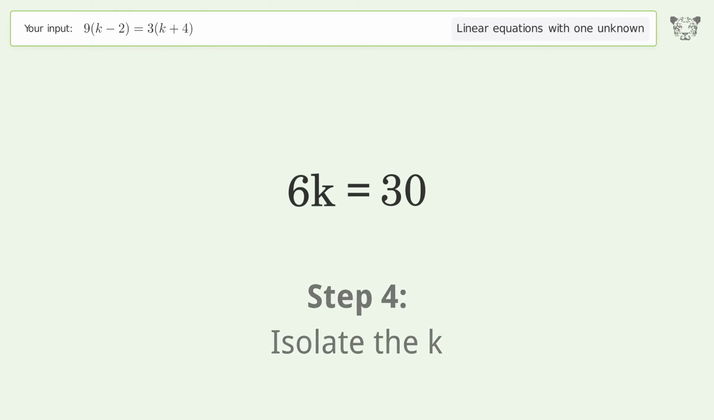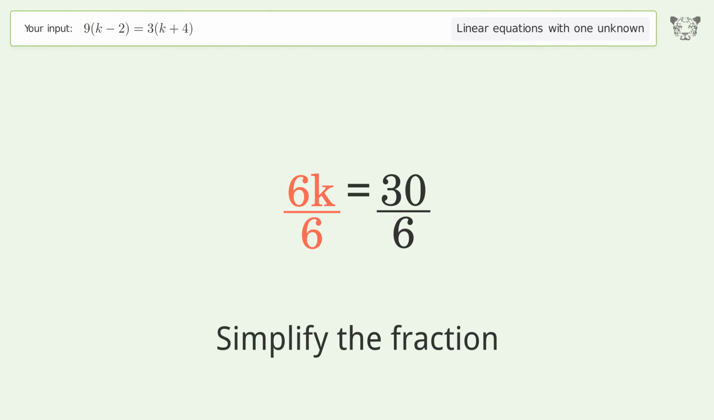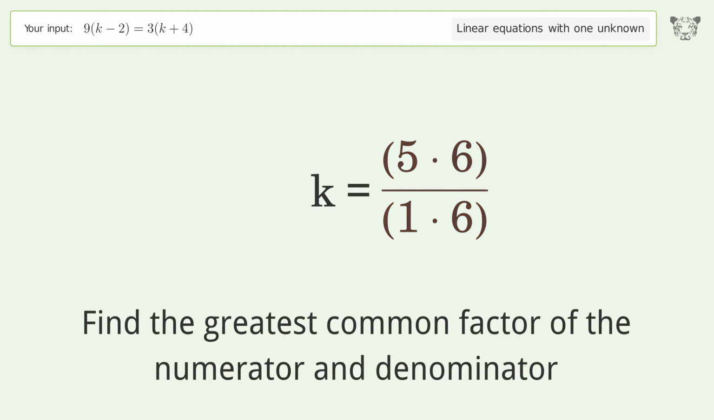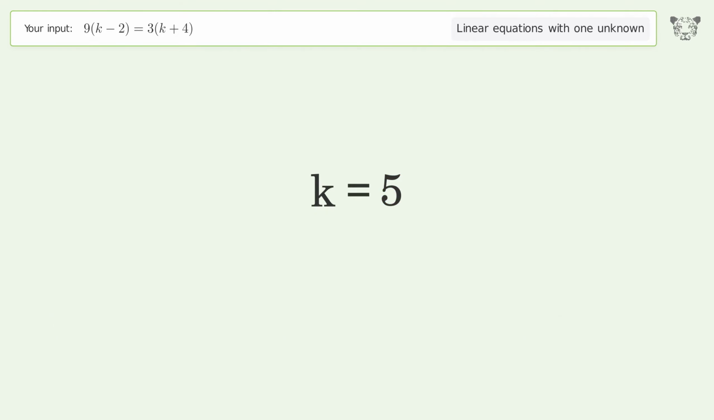Isolate the k. Divide both sides by 6. Simplify the fraction. Find the greatest common factor of the numerator and denominator. Factor out and cancel the greatest common factor. And so the final result is k=5.